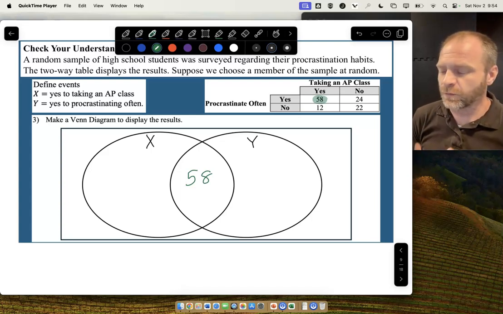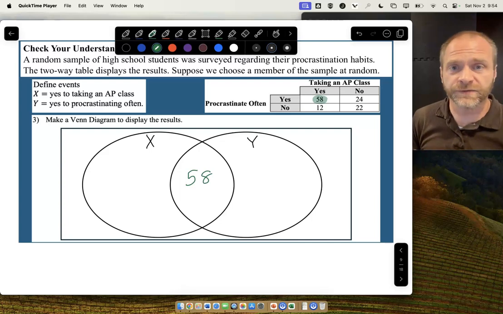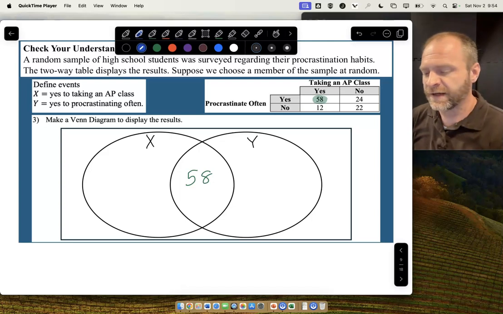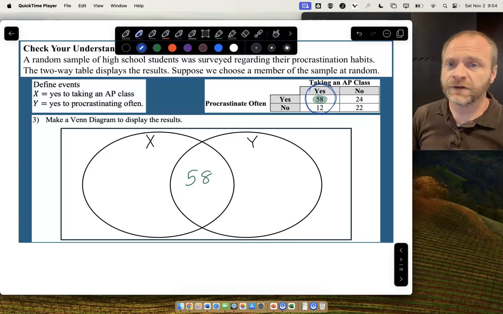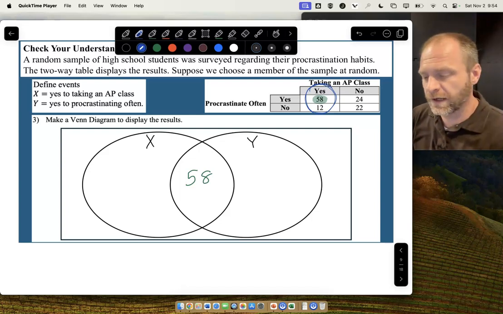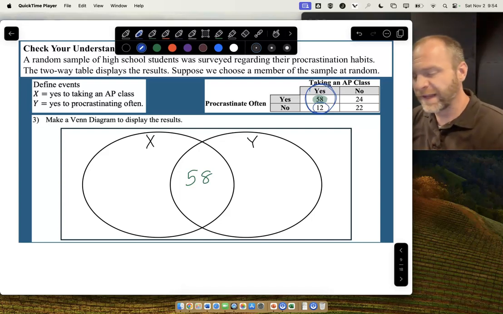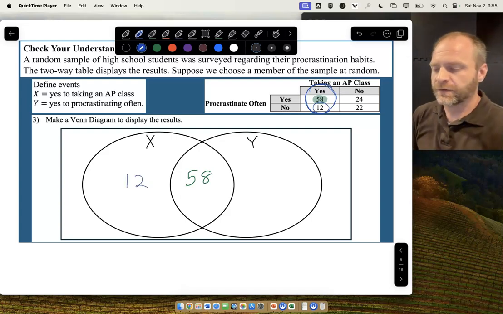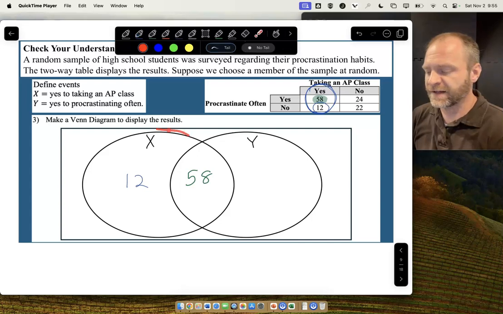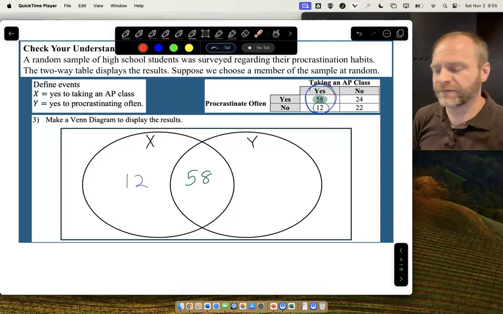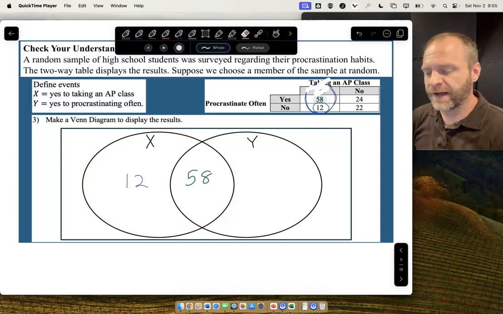And so what happens is we need to figure out where the rest goes. Now we're going to take the rest of the table totals and look at this: yes, AP class, there's 58 who do both, but there's 12 who do not procrastinate. They're the good students. So they cannot be in circle Y at all. So this 12 is going to go out here. So notice what we've said before is that this entire circle does add up to the 70 from that entire column total.